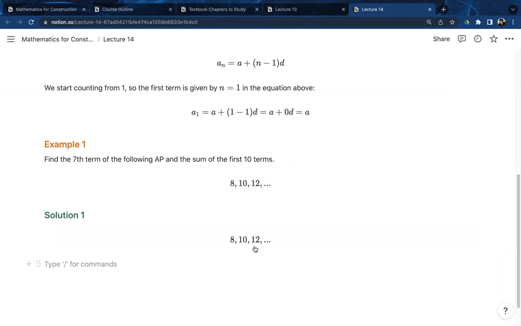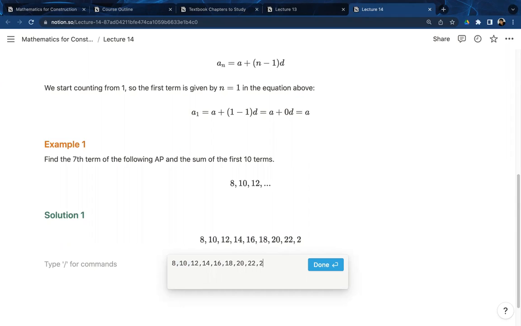So I could just list out all the elements of this thing here. So 8, 10, 12, it'll be 14, 16, 18, 20, 22, 24, 28.